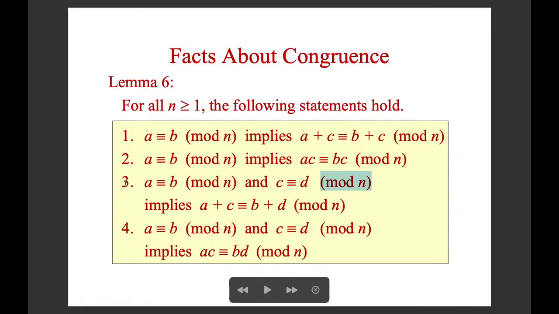So the third one says that we can use the natural way of adding: adding the left hand side is equal to adding the right hand side. And lastly, we have also multiplication. So A is equivalent to B, and C is also equivalent to D. Then in that case, we can multiply the left hand side and multiply the right hand side, and the equality still remains true. These are very useful in simplifying a lot of our calculation later.